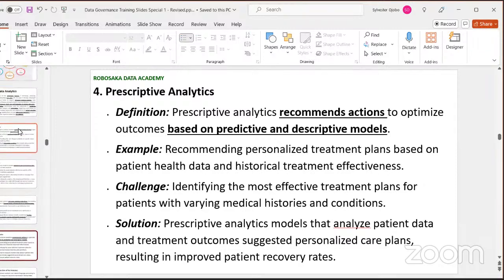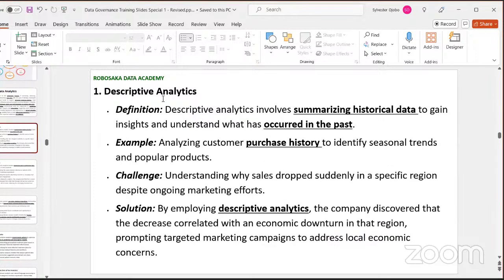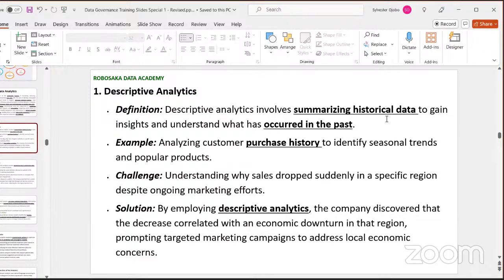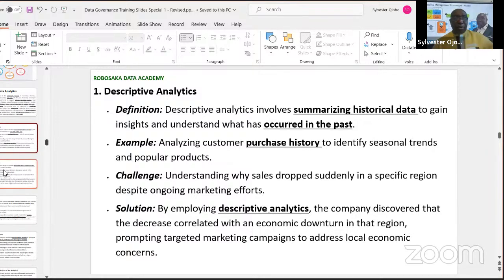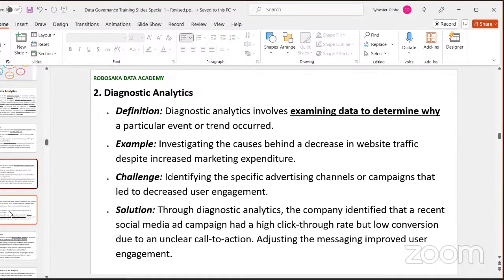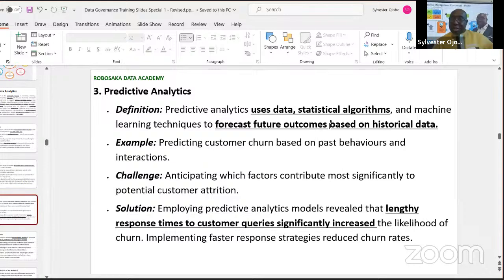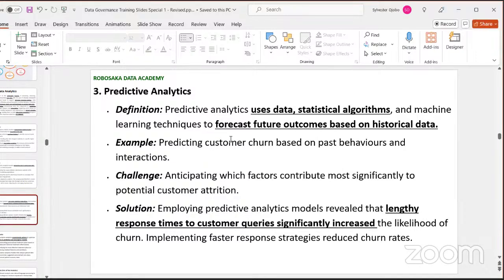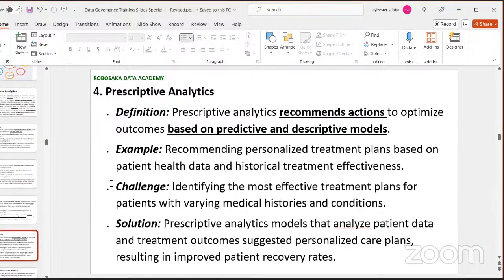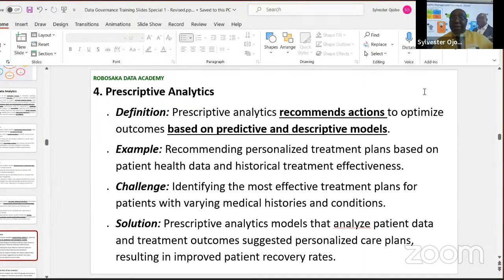Yeah. Descriptive has to do with describing. Descriptive talks about historical data. Diagnostic is talking about examining data to determine the reason why something occurred. Predictive is talking about using statistical algorithms to forecast, to predict. Then prescriptive recommends. You can forecast something, but you need to recommend based on your predictive and descriptive.